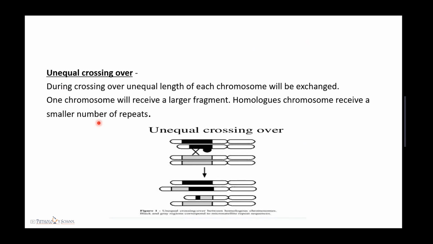So I'll briefly talk about the unequal crossing over. During crossing over, unequal length of each chromosome is exchanged, as we can see. One chromosome is larger, other is smaller. Homozygous chromosome, it receives a smaller number of repeats.